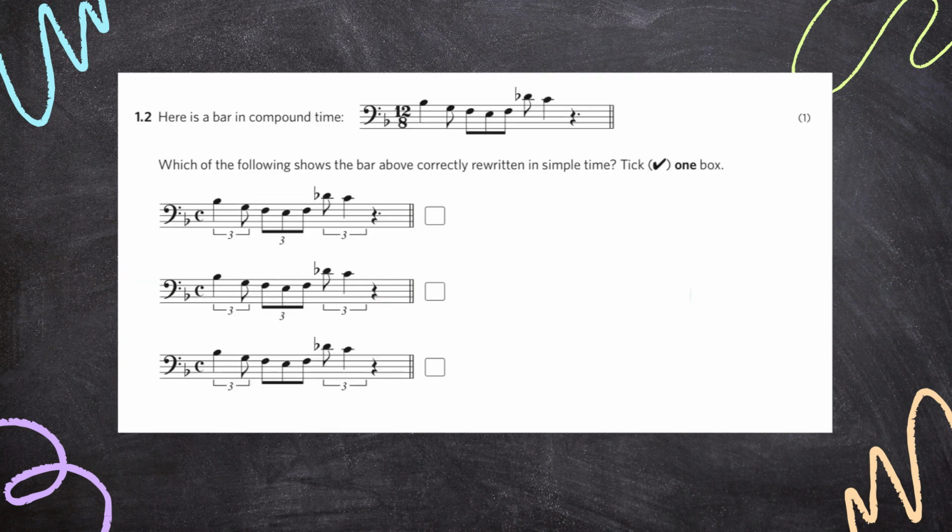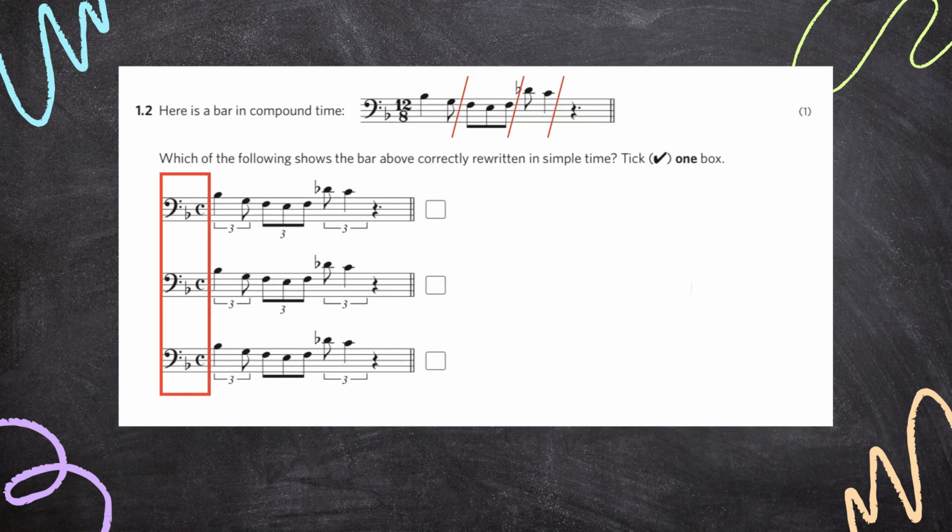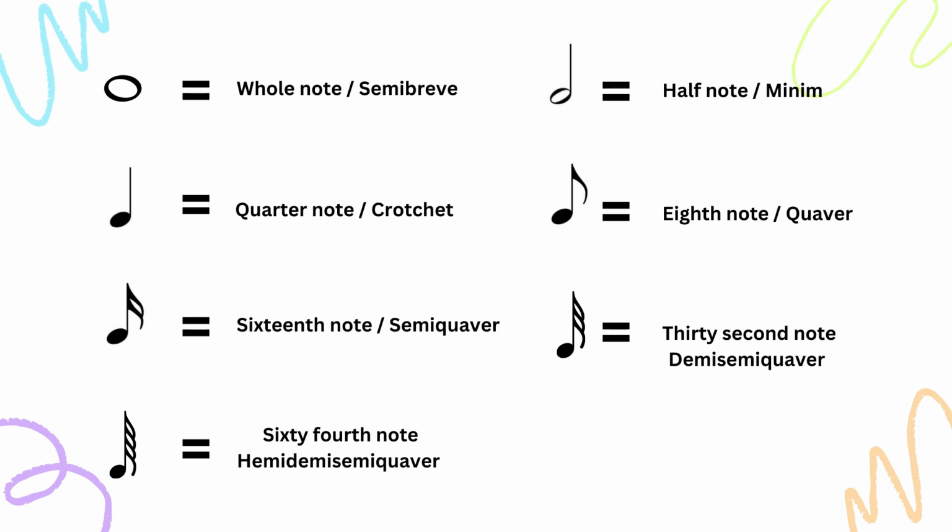In question 1.2, you need to change the time signature from compound time to simple time. Here the time signatures of all the answers are in 4/4 time, so basically we just need to find out which answer has 4 crotchets in 1 bar. The triplet here equals 1 crotchet, so the second one is correct. Be familiar with all the note values and calculate carefully like doing math, and you will get the full marks easily here.